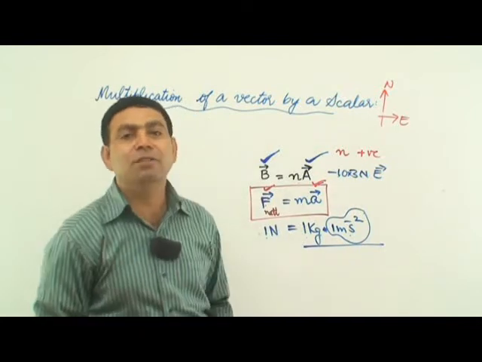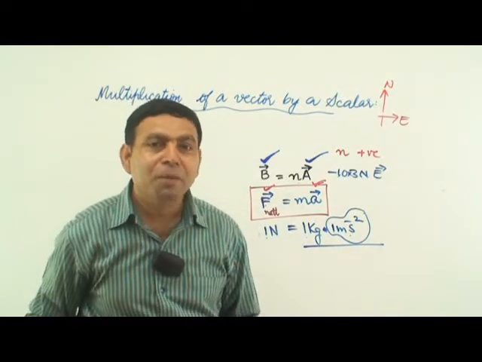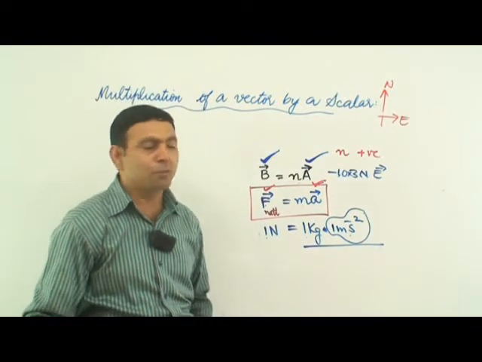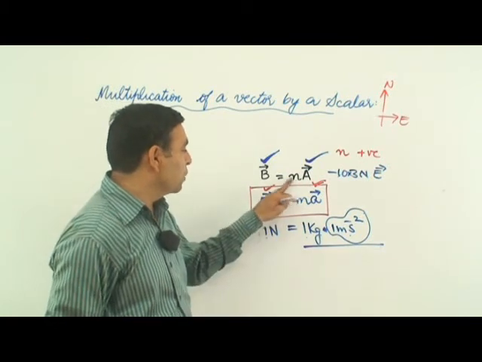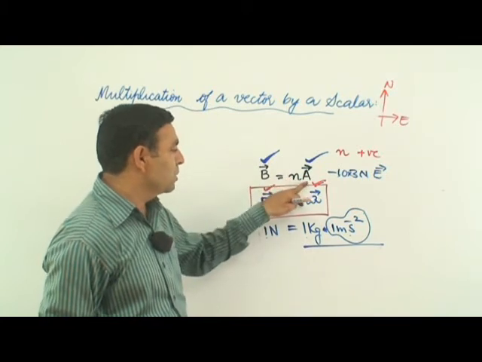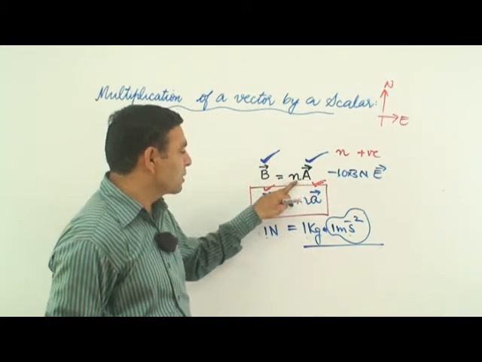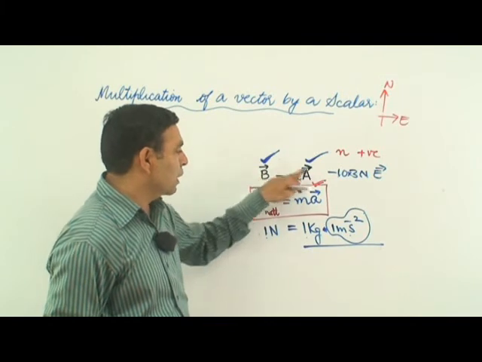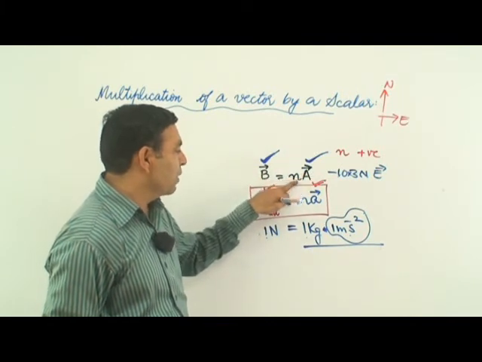They may have the same unit, may not have the same unit. But one thing is for sure, if n is positive, A and B will be in the same direction. If n is negative, A and B will be in opposite direction. That means when a vector is multiplied by a scalar, we get another vector. Both vectors will be in the same direction if n is positive, and if n is negative, A and B will be in opposite direction.